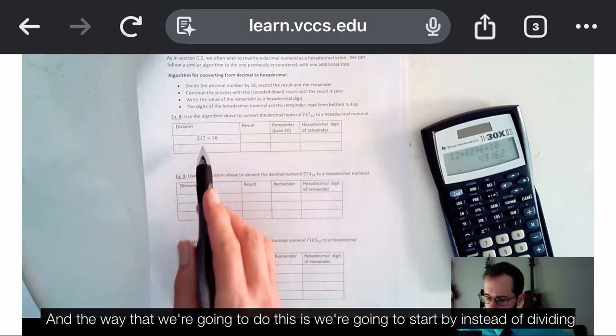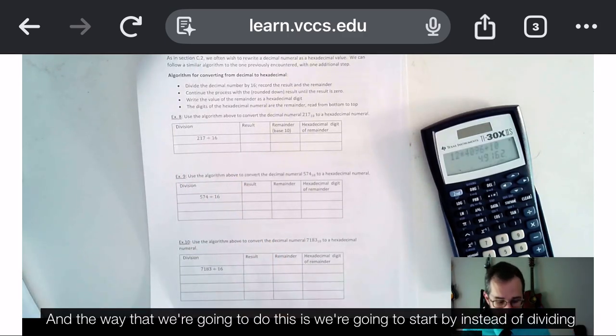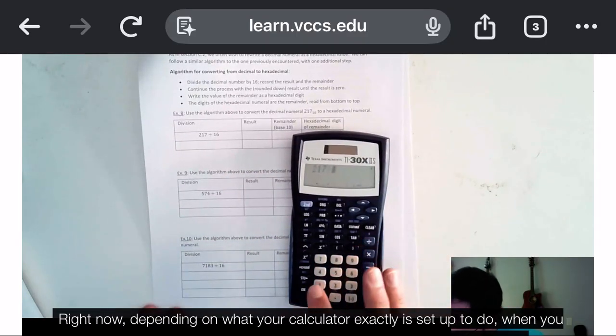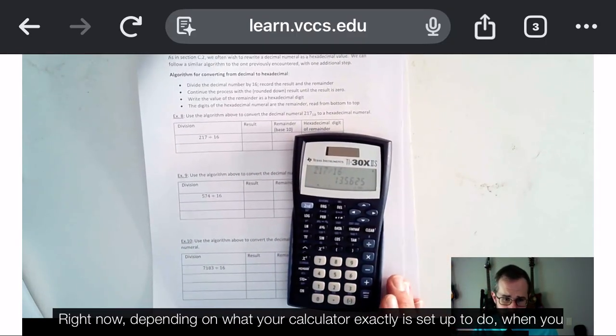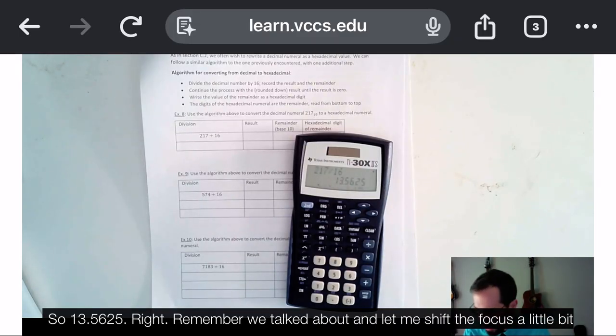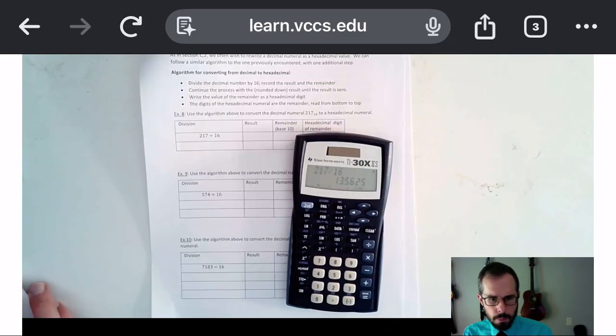The way that we're going to do this is we're going to start by, instead of dividing by 2, like we did before, we're going to divide by 16. Now this part's a little bit weird because here's where we have to learn our calculator a little bit better. Depending on what your calculator is set up to do, when you divide 217 by 16, chances are you're going to get a decimal like 13.5625, right? Let me shift the focus a little bit here, so you can maybe see that a little better. There we go.